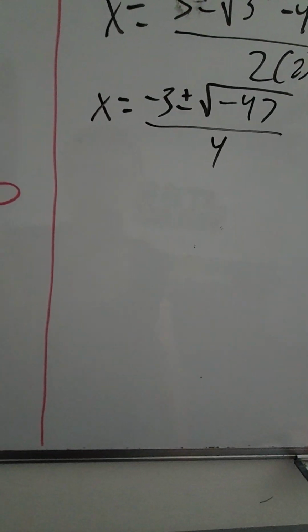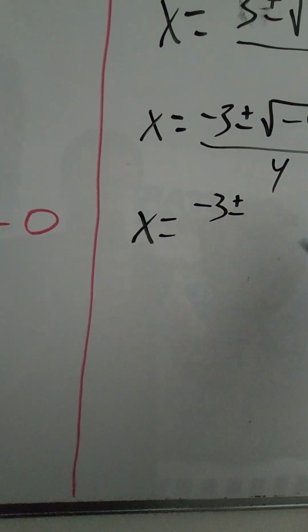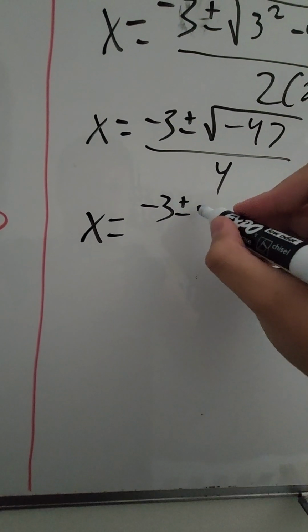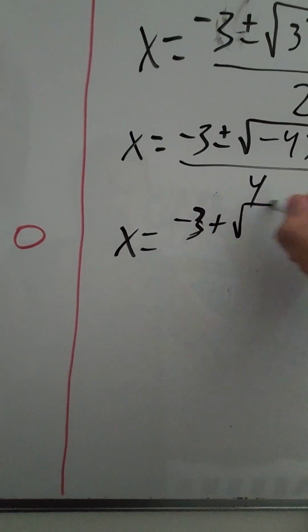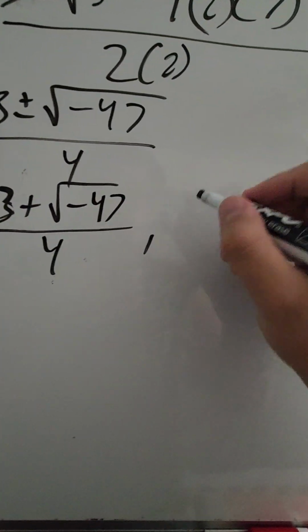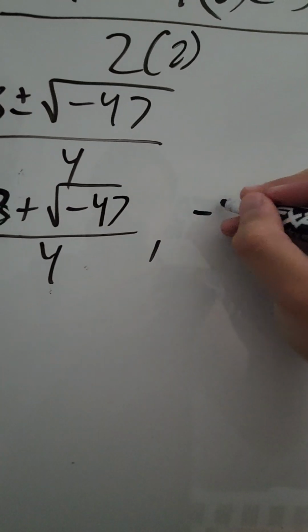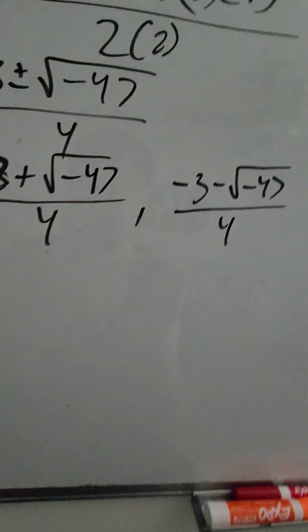Okay, so now we see that we have two equations. We have x is equal to either negative 3 plus the square root of negative 47 over 4, and also negative 3 minus the square root of negative 47 over 4.